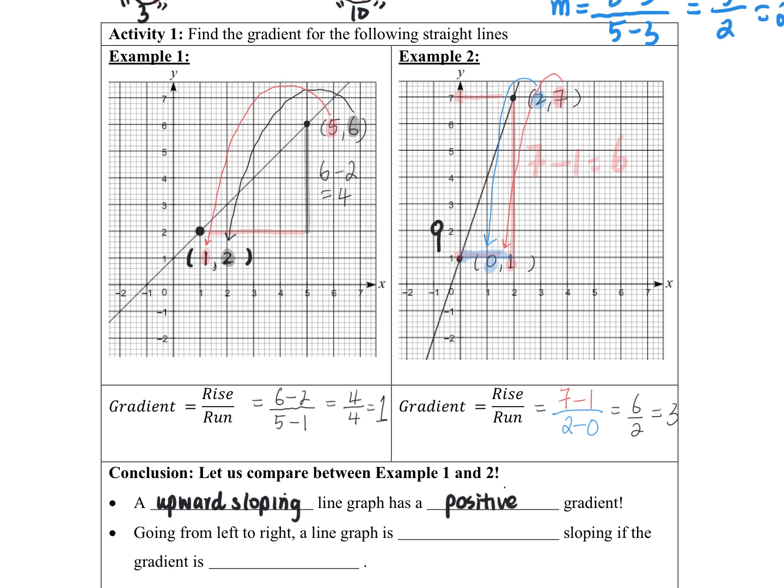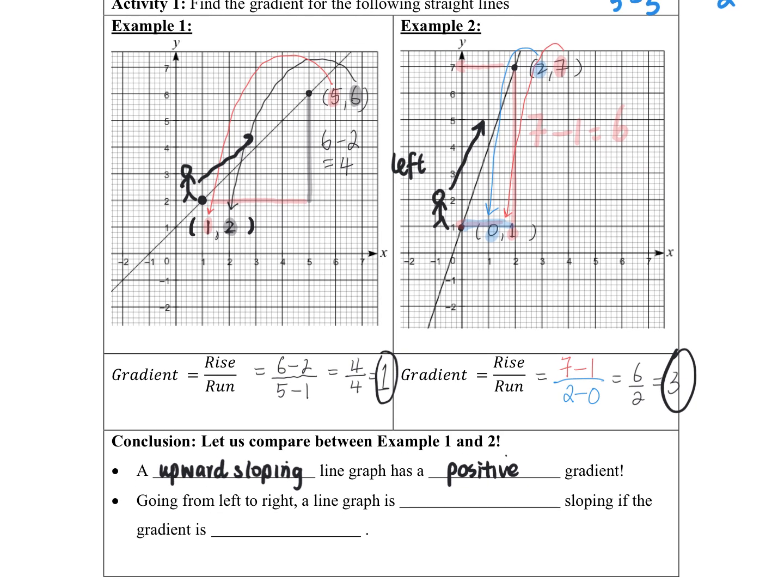You always imagine you stand at the point that you have chosen and you need to move up. If you need to go up like that, it's an upward sloping graph. You always read from the left, then you move to the right. So in this case, it's upward sloping. You will realize that your gradient value is always positive. So going from the left to the right, a line graph is upward sloping if the gradient is positive.